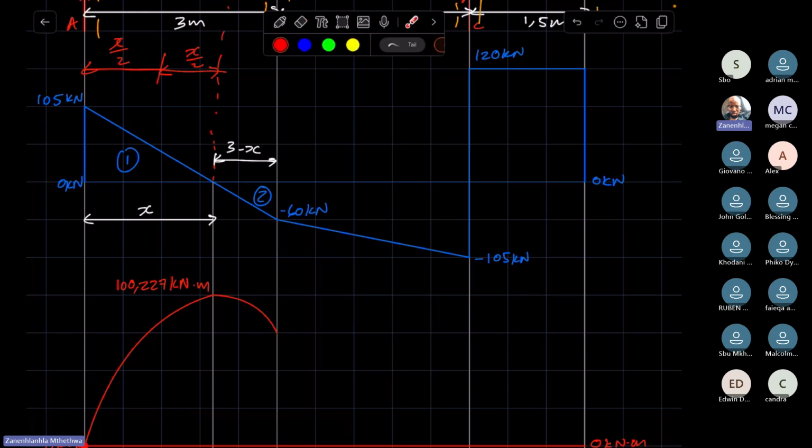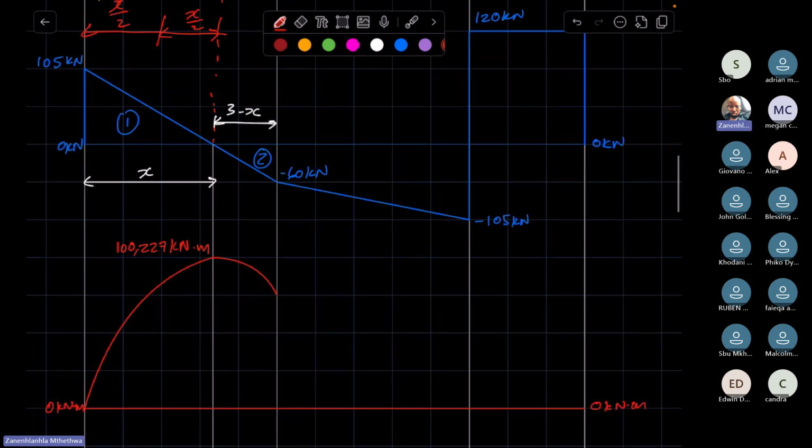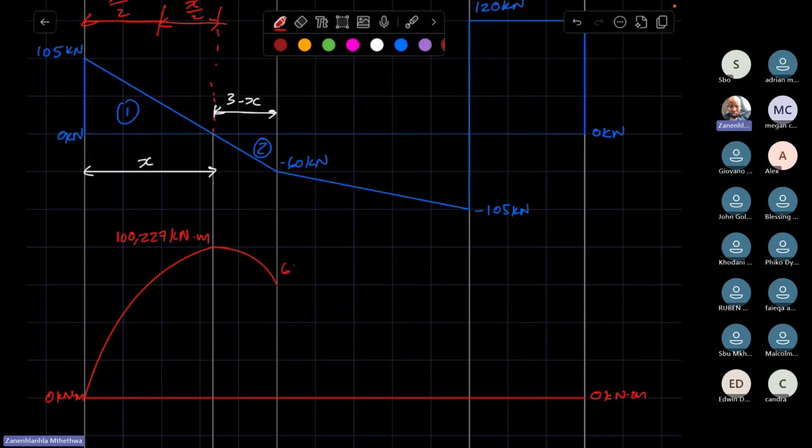It was increasing here, hence parabolically you draw a curve that indicates that this is the plus side of the parabola. And then from here to there it is decreasing. Hence, you have to draw something that indicates parabolically that the bending moment diagram is decreasing from here to that point. And that point is the 67,5 kilonewton meters.